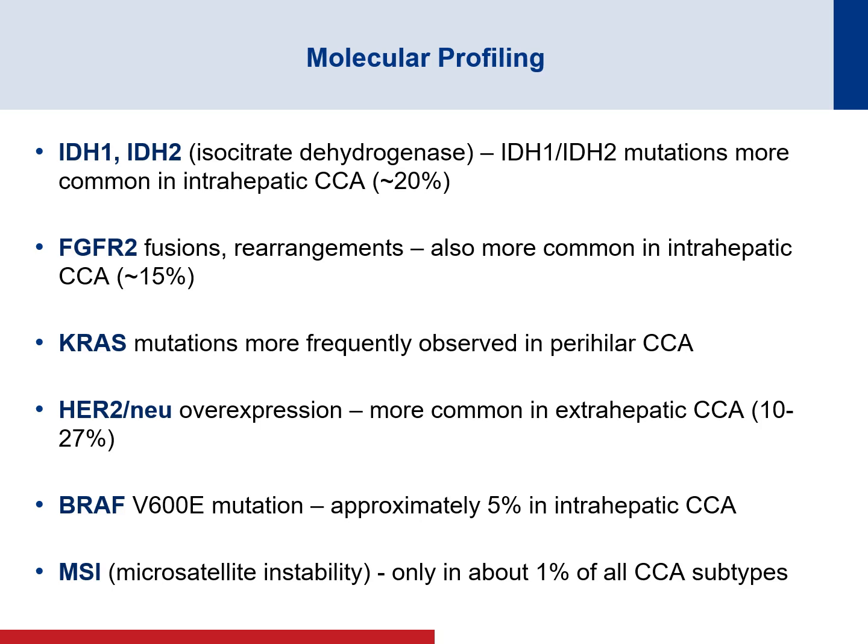In contrast, the KRAS mutations are more frequently observed in the perihilar subtype, whereas the HER2 overexpression is more common in extrahepatic CCA, in about 10 to 27%. Then we also have the BRAF V600E mutation, which can be found in approximately 5% of intrahepatic CCA cases. And finally, the MSI, the microsatellite instability, only in about 1% of all CCA subtypes.